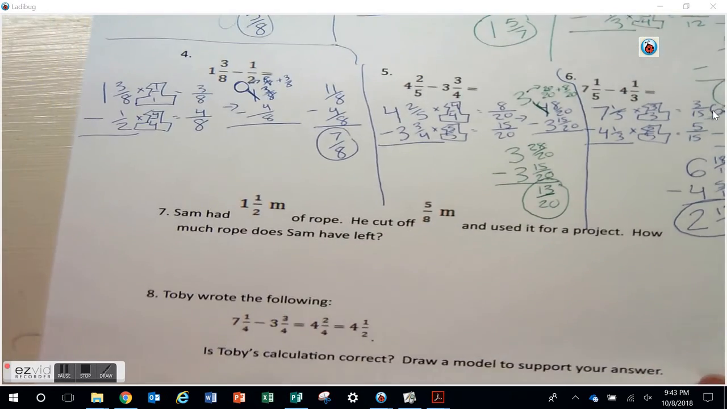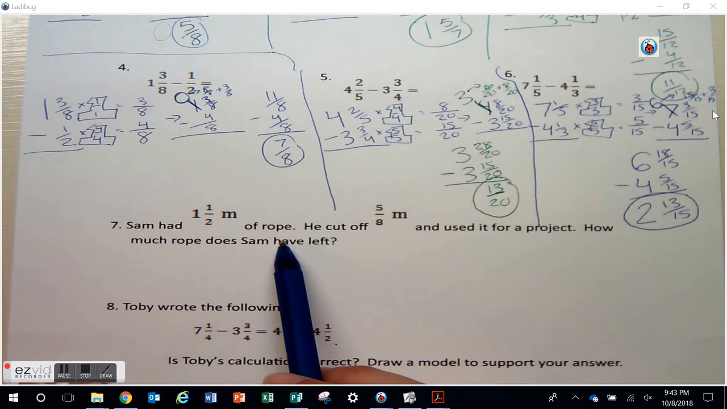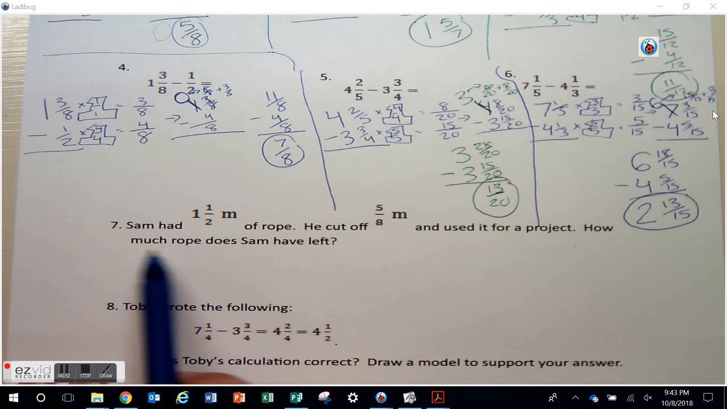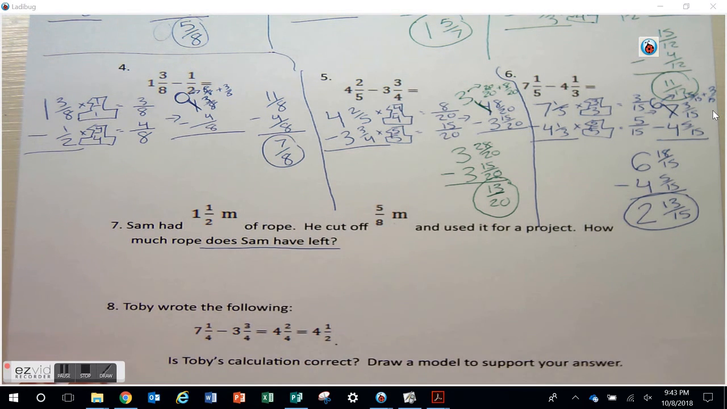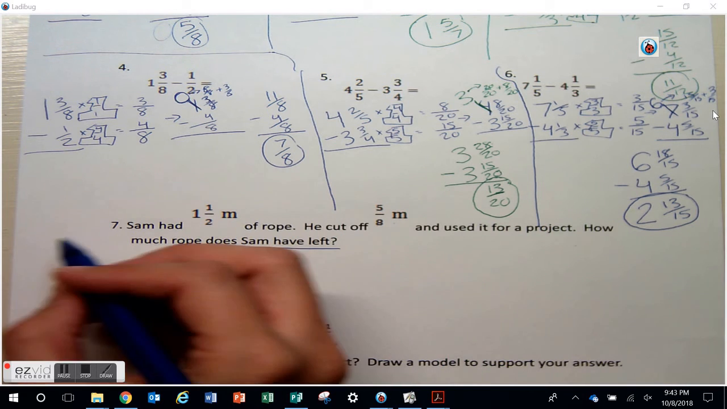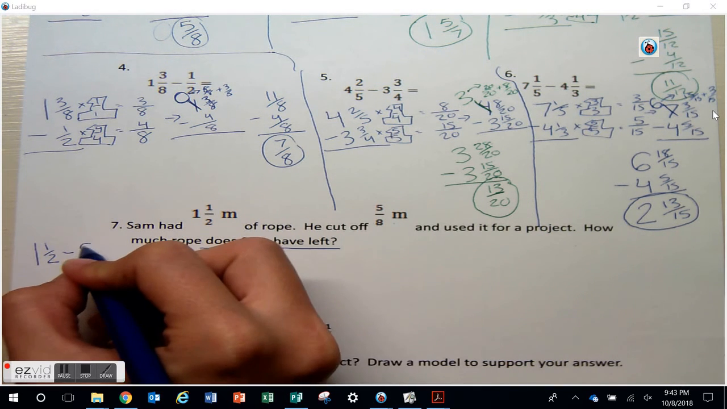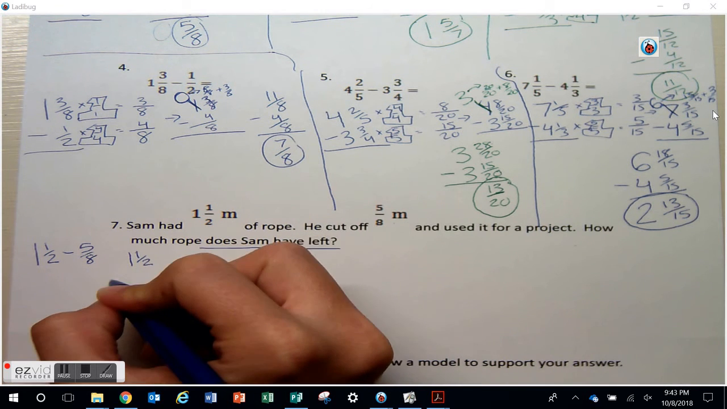Sam had 1 1/2 meters of rope. He cut off 5/8 meters and used it for a project. How much rope does Sam have left? Well, that's a subtraction problem right there. We have 1 1/2 minus the 5/8. Let's rewrite that vertically. 1 1/2 minus 5/8.